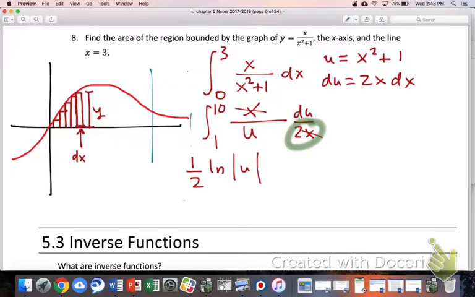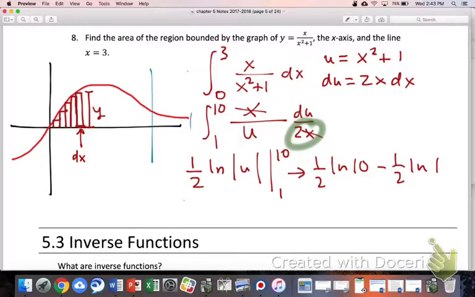So then would it just be u? Yeah, so it'd be 1/2 ln of u, evaluated from, sorry, from 1 to 10. Well, then what is u? Right. So this would give you 1/2 ln of 10 minus 1/2 ln of 1.